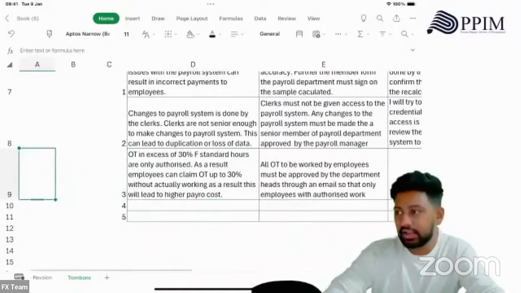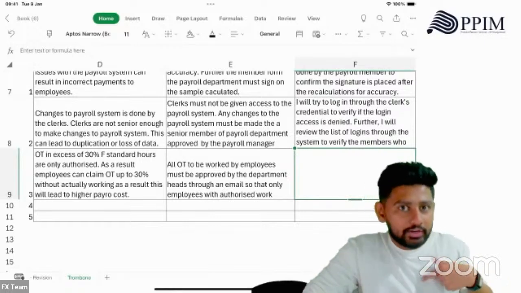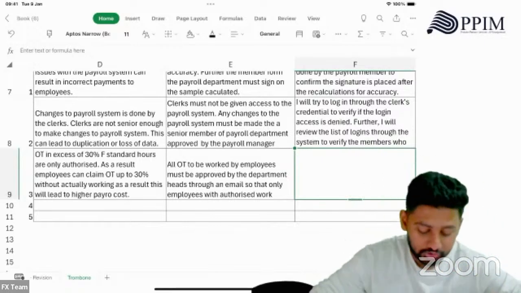Now, why am I giving it? I'm going to connect my email to my test of control, because I'm the auditor. I'm going to go and check if this has happened or not. So that's my job.